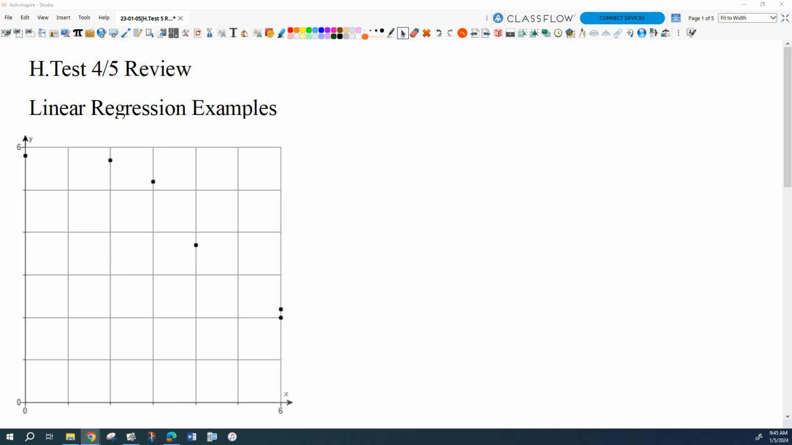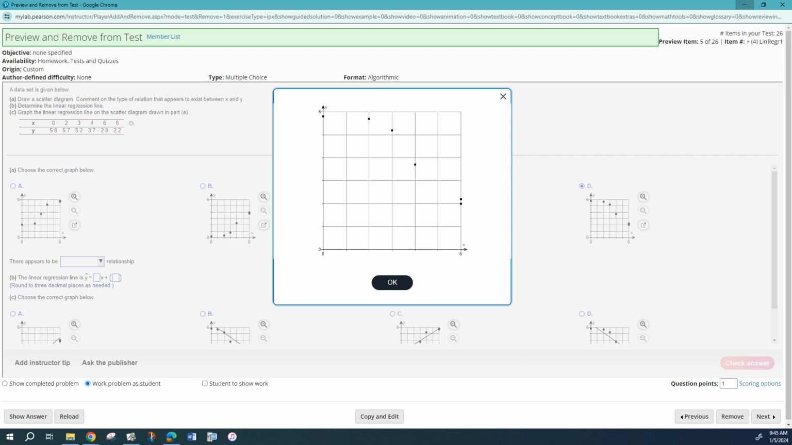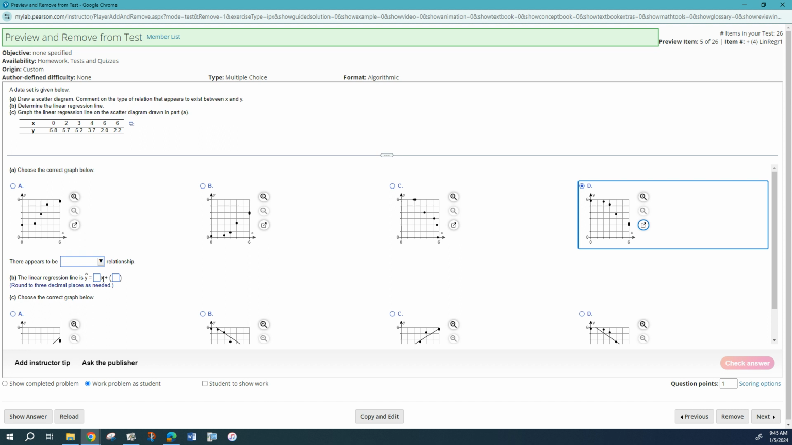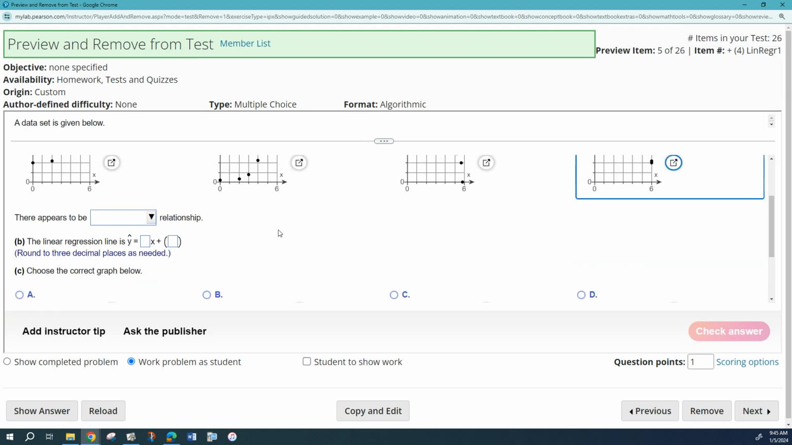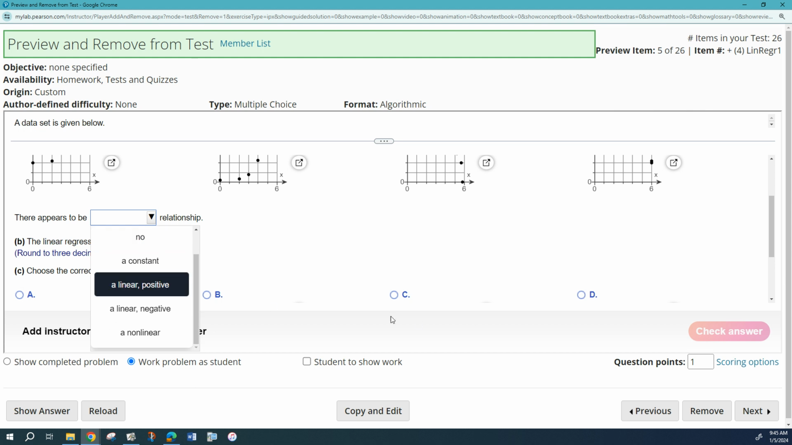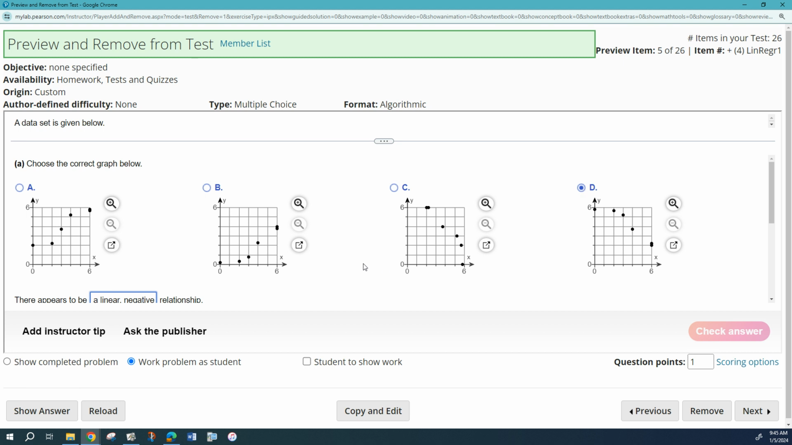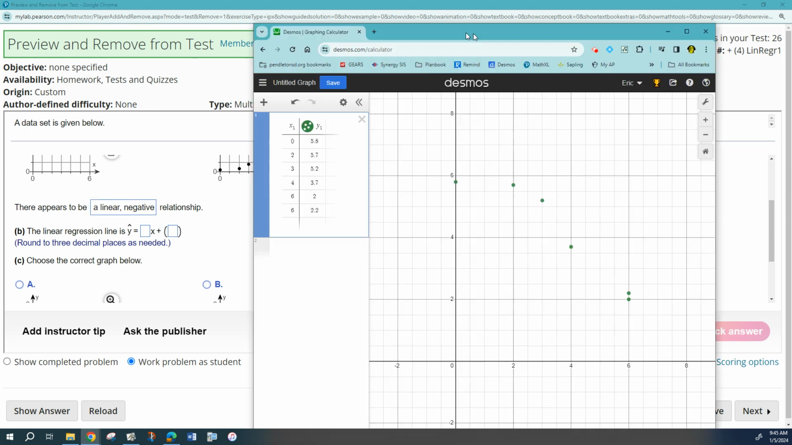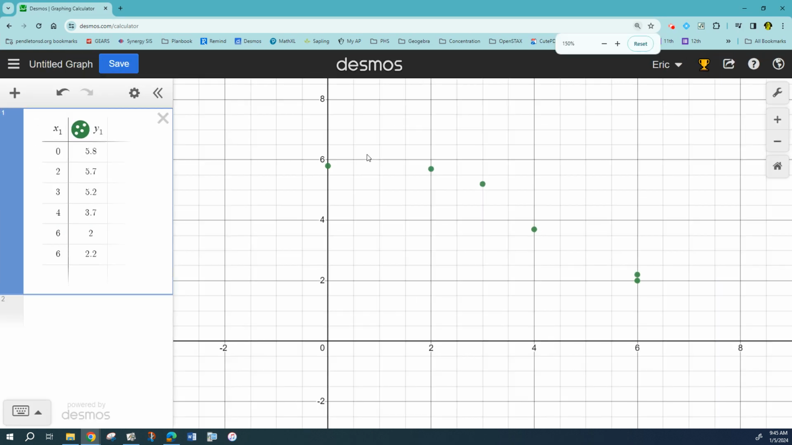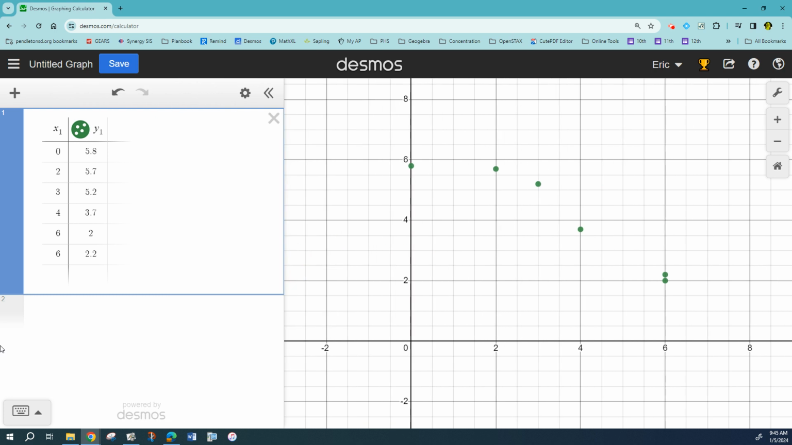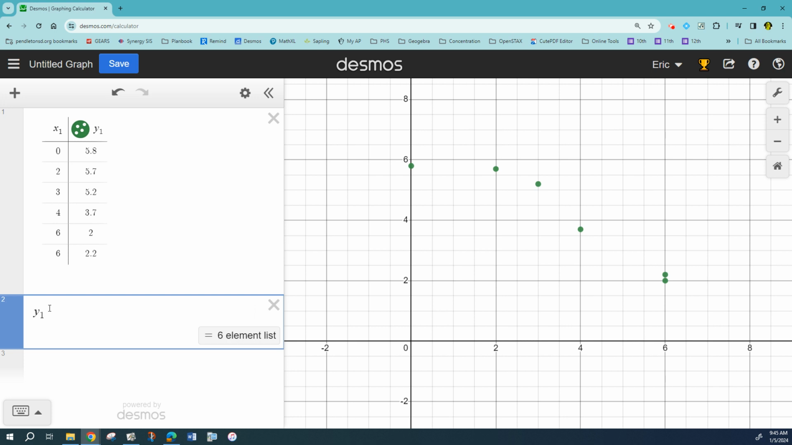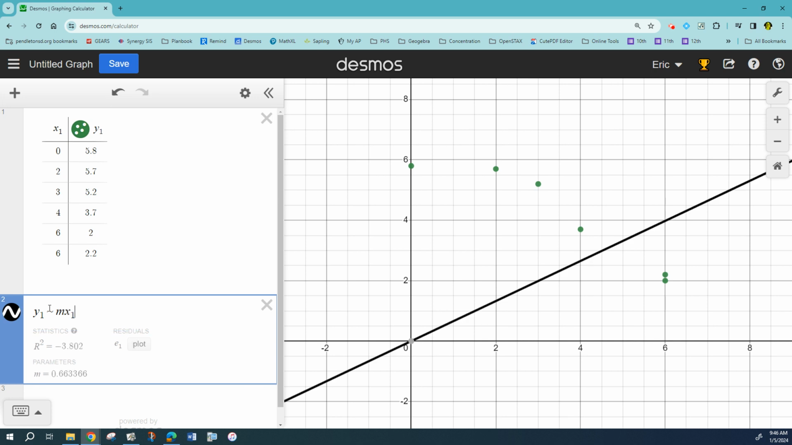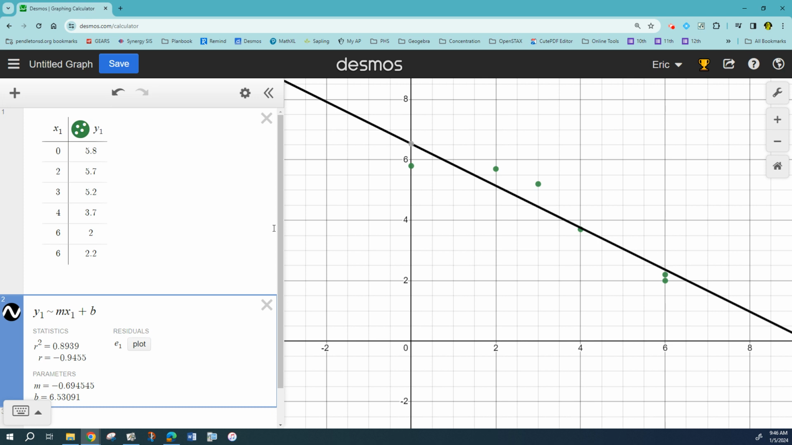Okay, part two. It asks you, this appears to be what kind of a relationship? Linear negative, right? And that was the one, okay? We want to write the regression line. Well, create the regression line. I don't really need the graph here for this. So I do y1 tilde, right? That's Desmos's way of building a regression model. y1 tilde m x1 plus b.